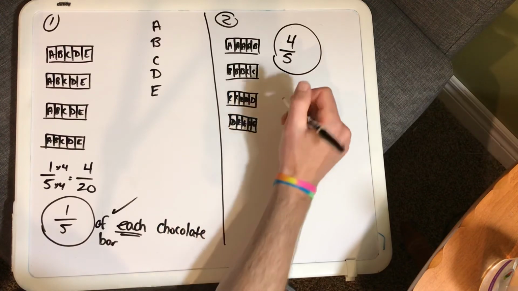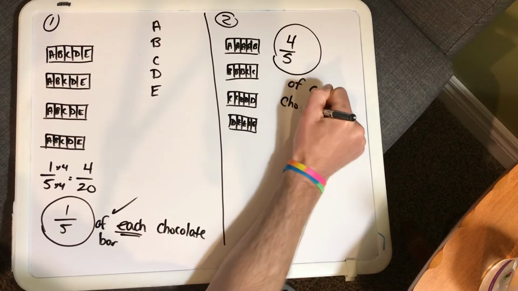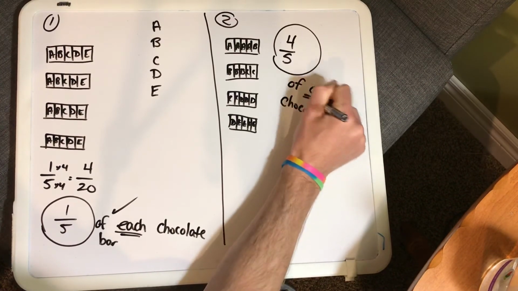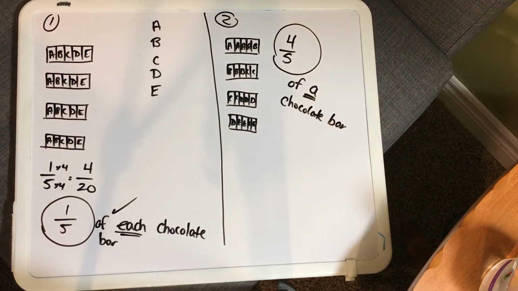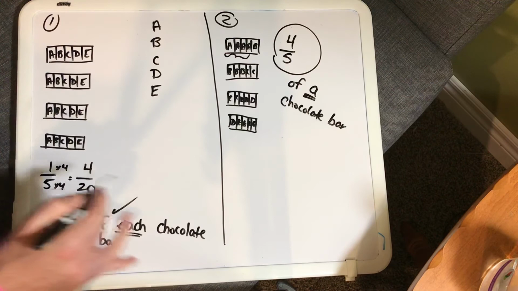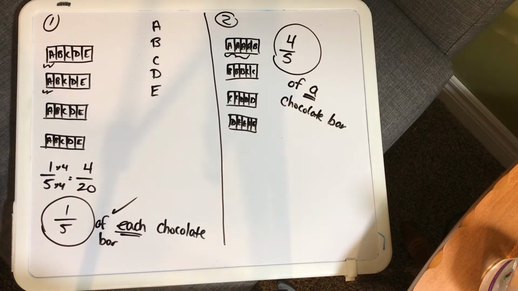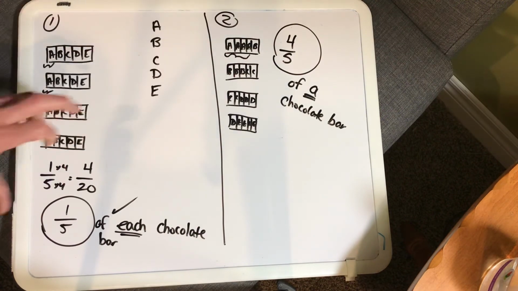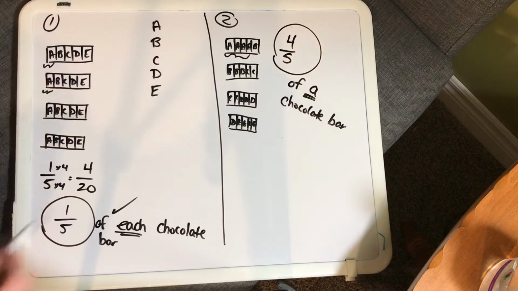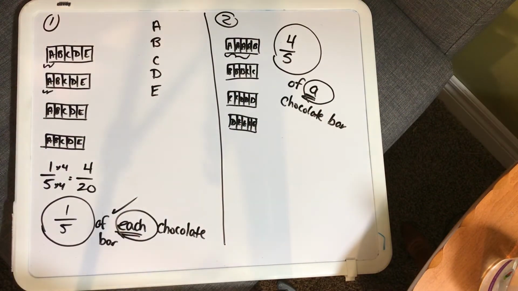Or we could say that each person's getting 4/5 of a chocolate bar. And a is the really important word there, because every person in this case is getting 4/5 of 1 chocolate bar. Every person here is getting 1/5 of each chocolate bar. And so even though 4/5 and 1/5 are not the same number, in this case, they're both correct answers because we've split our fractions differently.